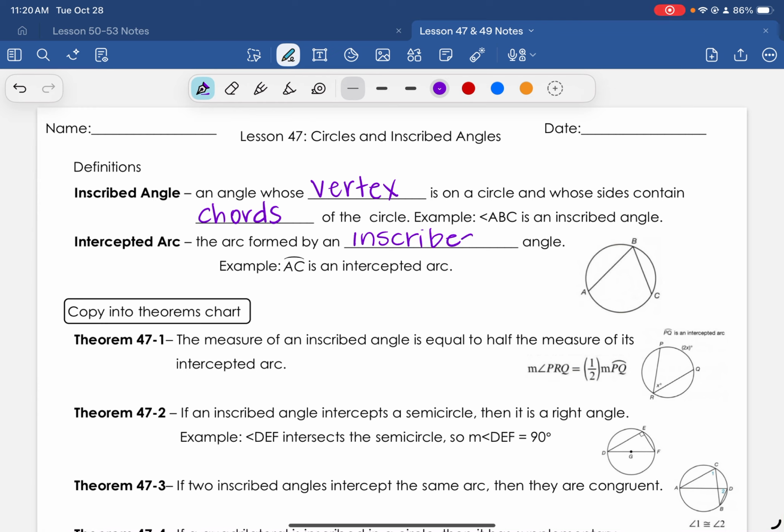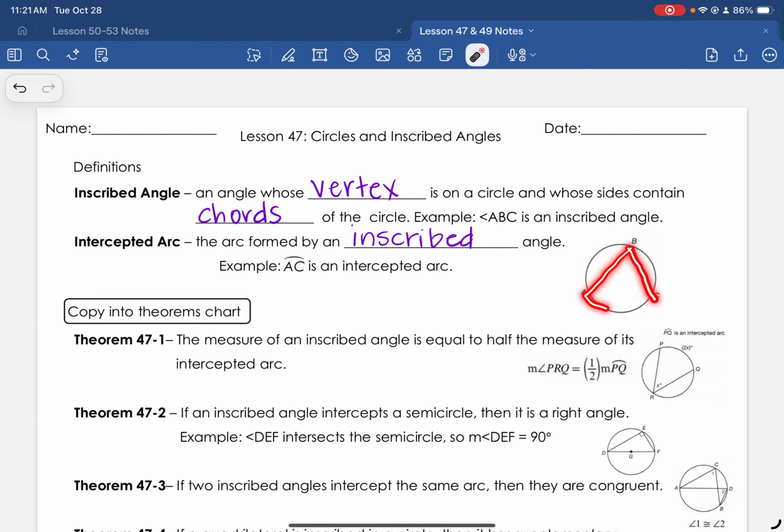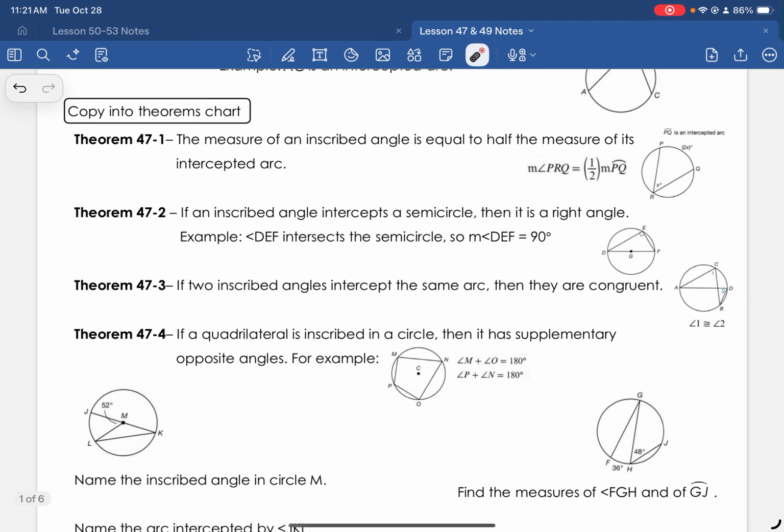So if we look at this same diagram, you'll see that this arc here was formed by this inscribed angle. So the arc looks like a cone kind of. This cone part, the curved part, that's the intercepted arc of the inscribed angle. So the way you'd write that is arc ABC with this little symbol above it. Now moving on to some theorems.